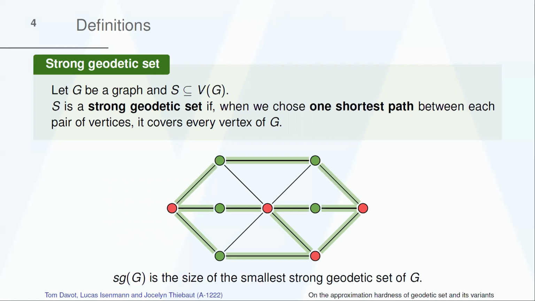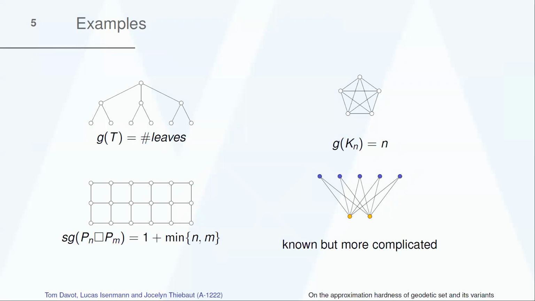Similarly, you want the smallest subset of vertices that satisfies this property. So let's come back to our examples, just way faster, not to spend too much time on these. For trees, it's the same. Same for the clique. For the grid, it's a little bit trickier. You need to take the first row or the first column, depending on the smallest, and one vertex of the last one. And for complete bipartite graphs, it's known, but the formula is very complicated.